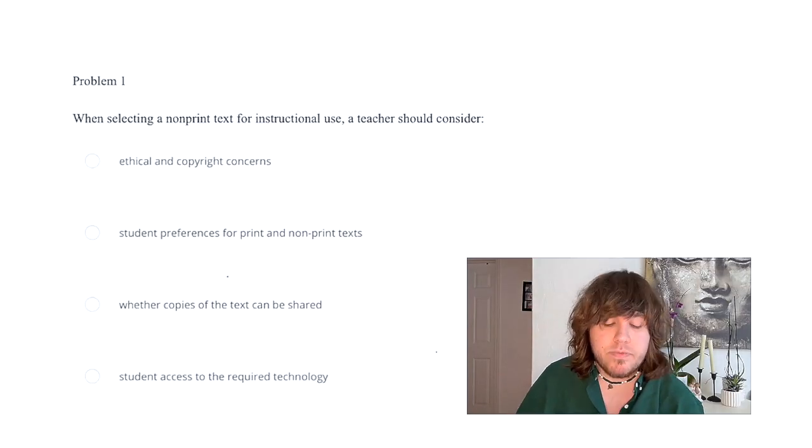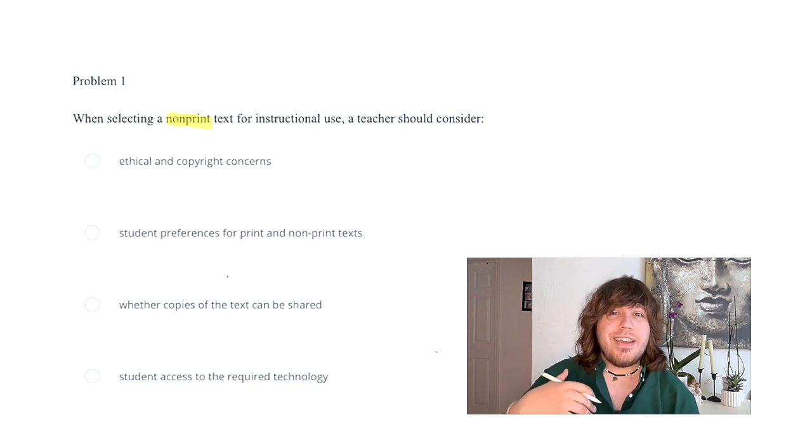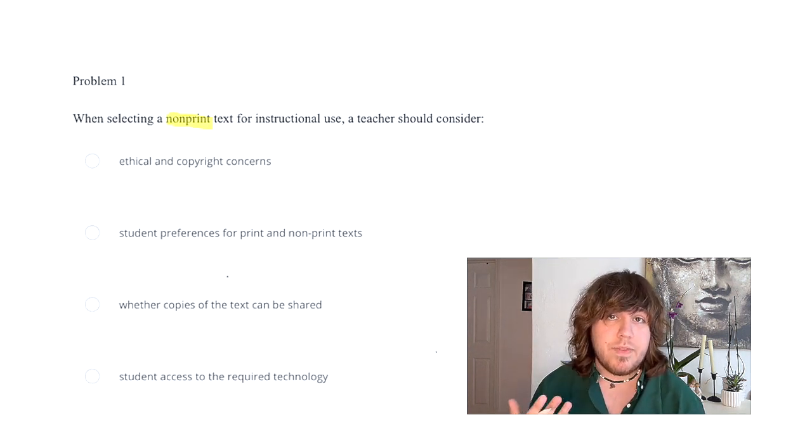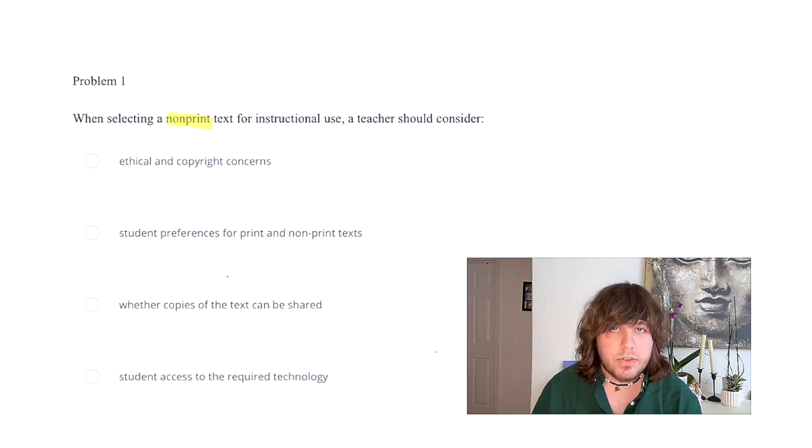Problem 1 says, when selecting a non-print text for instructional use, a teacher should consider one of the following 4 things. A non-print text, like the name might imply, is any kind of text that you don't have to print out, like a digital resource or an online article. A says that you need to consider ethical and copyright concerns.